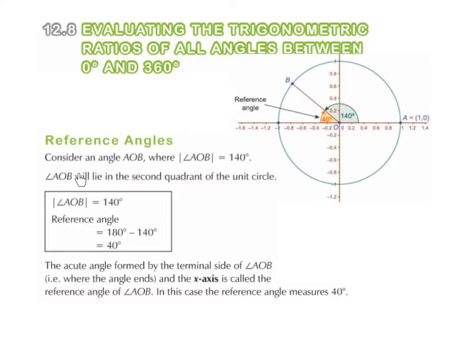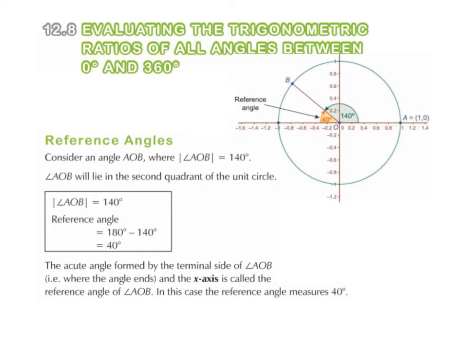The angle AOB will lie in the second quadrant of the unit circle. So remember, this is the first quadrant, this is the second quadrant, this is the third quadrant, this is the fourth quadrant. So the angle AOB is 140 degrees, that's in green there. Therefore, the reference angle is going to be 180 degrees minus 140, which leaves us with 40 degrees. So the reference angle is the orange part, 40 degrees.